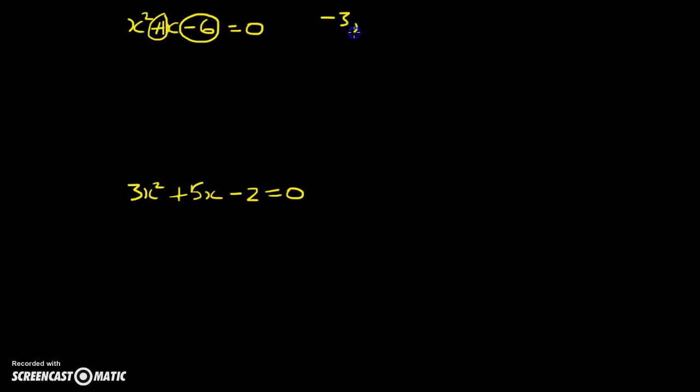Let's have negative 3 and 2. What do they add to give? They add to give us negative 1. So that's not going to work. Other two numbers, we're pretty close though, because it's positive 1. So let's try positive 3 and negative 2. They multiply together to give us negative 6, add together to give us plus 1. So those are the correct numbers.